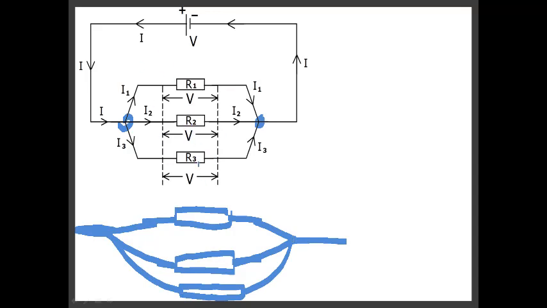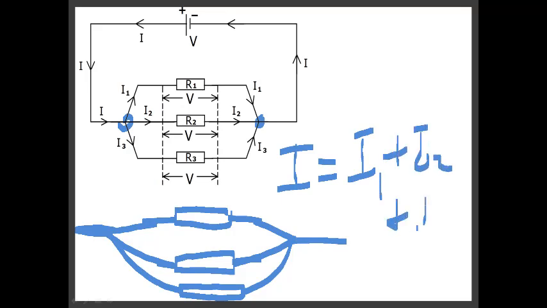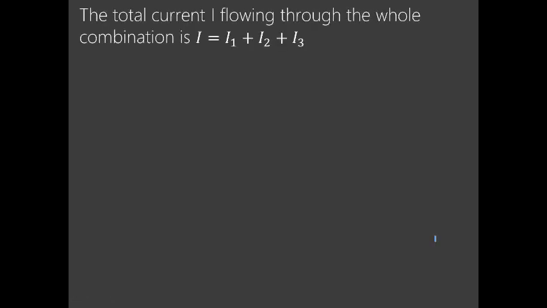So we are saying here, by the way, how do you get the effective resistance? What's the total resistance here? Remember, this current I comes here and then divides up into I1, I2, I3. That means I is equal to I1 plus I2 plus I3. Now, the total current flowing through the whole combination is I equal to I1 plus I2 plus I3.